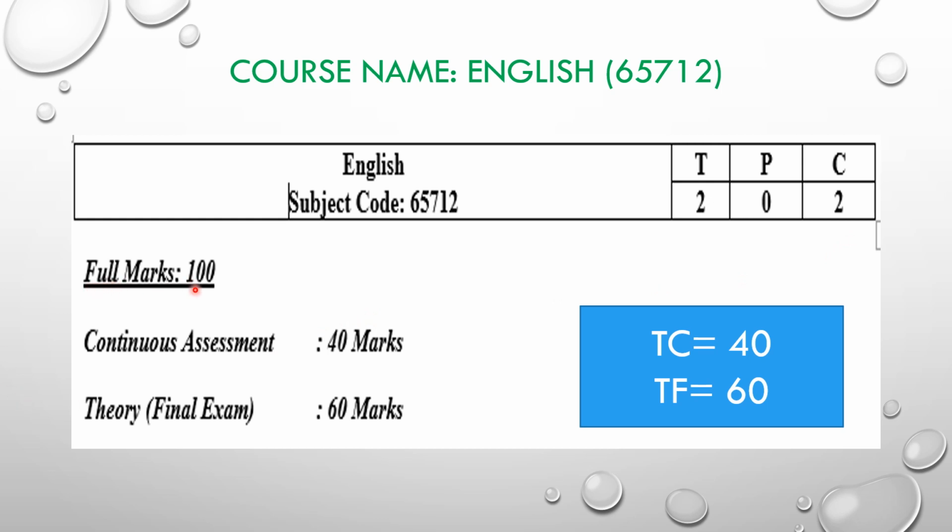Here we can see the full marks. TC and TF. TC, that is theory continuous, sometimes we call it continuous assessment, 40 marks. The same figure we can notice. And the theory final, that is the semester final exam. After the completion of this course, you have to face a semester final exam, and this semester final exam will be held on 60 marks. In short, we can say TF, that is theory final.